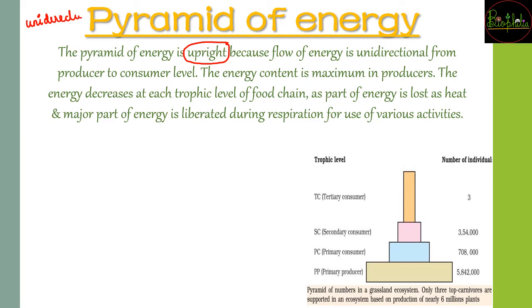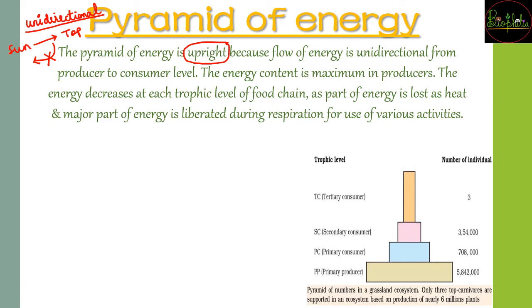एक बार सन से जो एनर्जी निकल चुकी है वो वापस सन के पास नहीं आती है. It is unidirectional. Starting from the sun, it goes to the top level of trophic level, and it will never come back. वापस आएगी ऐसे कभी नहीं होगा. So because of that, it is always going to be upright pyramid.